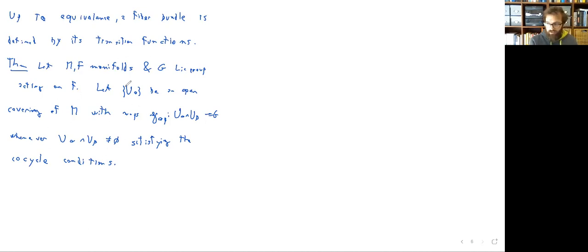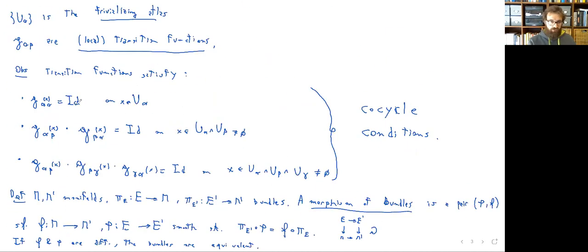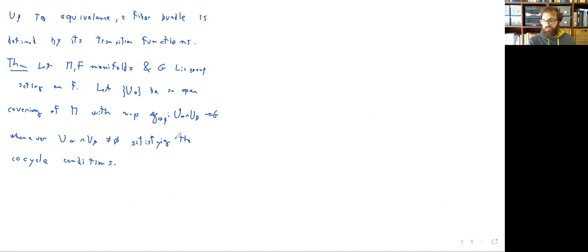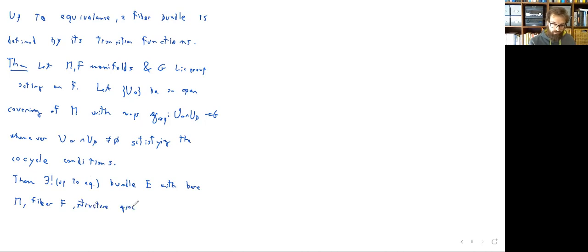So, okay, let's review the hypotheses. I'm saying that a fiber bundle is defined by transition functions, but for something to even have a hope to be called a transition function, it has to satisfy the cocycle conditions, which were these conditions back here, three conditions. So if you have some collection of maps which satisfies this, then there exists a unique, up to equivalence, bundle E with base M, fiber F, structure group G, and of course transition functions g alpha beta.